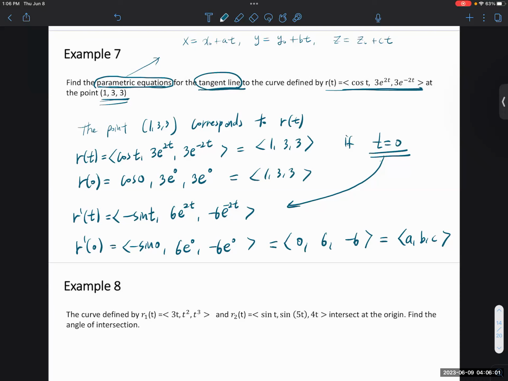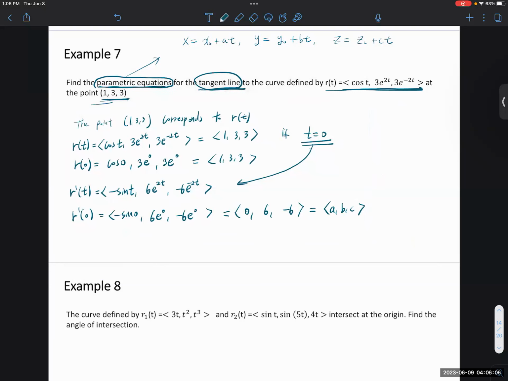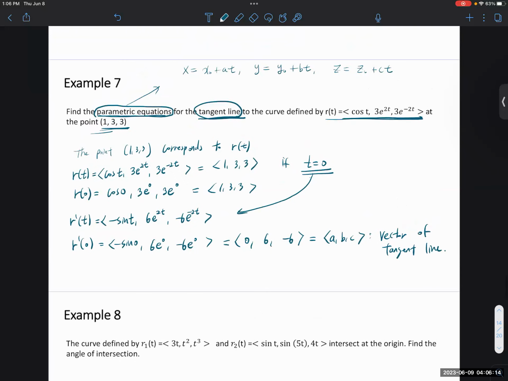So let me make a little bit of space. This is the vector of the tangent line, correct? Therefore, 0, 6, negative 6 is the corresponding A, B, C. Am I correct? And then 1, 3, 3 is the point.